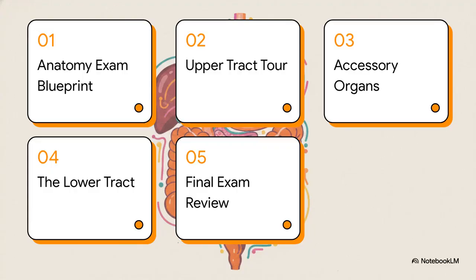Okay, so here's our study syllabus for the night. We'll start with the anatomy exam blueprint to get our core concepts down tight. Then, we take the upper tract tour, followed by a look at the accessory organs. After that, we navigate the lower tract, and we'll finish the whole shebang with a rapid-fire final exam review.